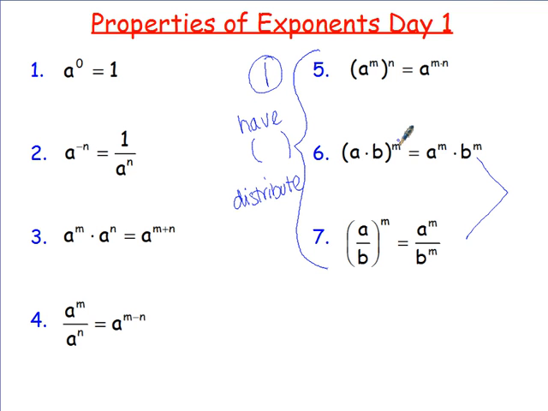All we are simply doing is taking this M and distributing it to both the A and the B. And make sure when you're writing it that M is an exponent and it stays an exponent. Same thing here. That M, we're distributing to both the A and the B. So it doesn't matter whether it's a multiplication problem or a division problem, you can distribute that exponent.